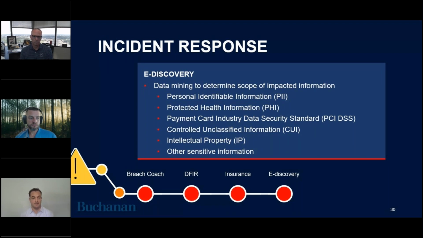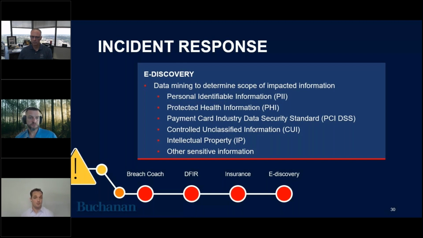The different types of data that we're really looking for in the e-discovery process are PII, PHI, payment card information, controlled unclassified information if you're working with the DoD or the federal government, and then certainly intellectual property. All of these different types of information are going to determine how you respond to an incident. Because if you understand that you have trade secrets that are part of a data set that were compromised, you may be willing to pay to have that data or to protect that information and make sure it doesn't get leaked on the dark web.